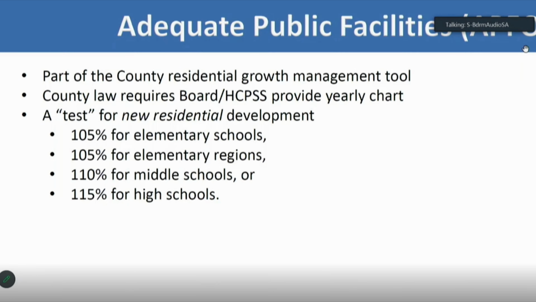The school capacity charts are utilized as part of the growth management process by Howard County Department of Planning and Zoning for new residential developments. The board of HCPSS is required to update these school capacity charts annually. The annual report lists the projected capacity utilization for each school and elementary region. Capacity utilization is the projected K through 12 enrollment divided by K through 12 capacity. Schools or regions that are projected to exceed the thresholds listed in the law are identified as constrained to new future residential development. The thresholds for identification as constrained are 105% for elementary schools, 105% for elementary regions, 110% for middle schools, and 115% for high schools.